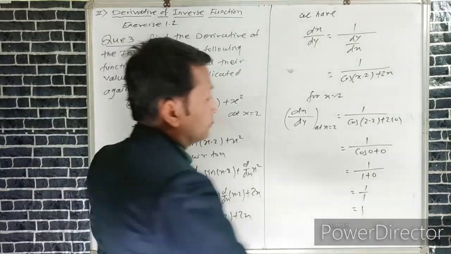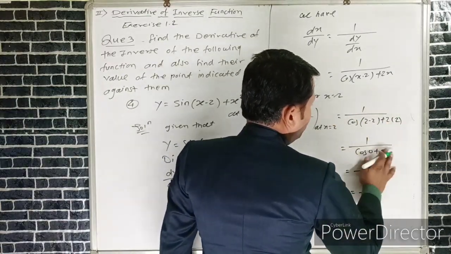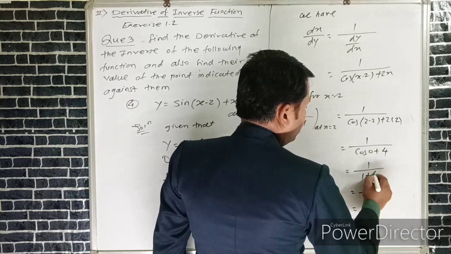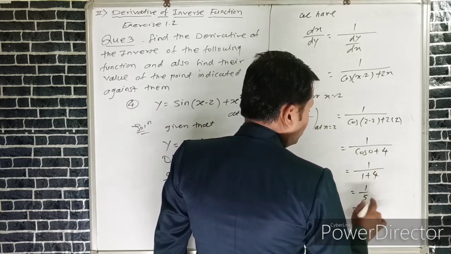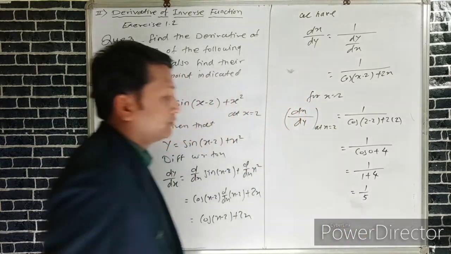So here, x = 2, it means that 2 into 2 is 4. 1 plus 4 is 5. The required value is 1/5.